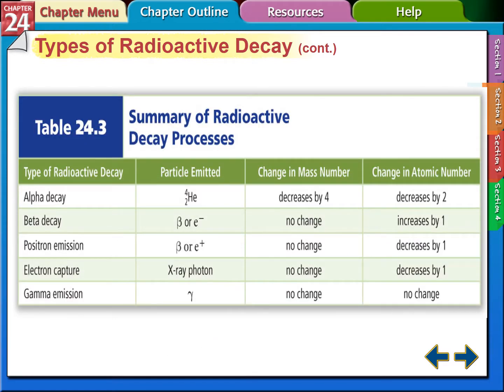And here is the summary of radioactive decay processes. We have the type of radioactive decay: alpha, beta, positron emission, electron capture, and gamma emission. In these columns, we have the particle emitted, the change in mass number, and the change in atomic number. Kindly take note of this table.